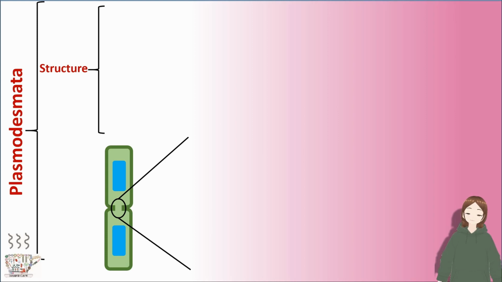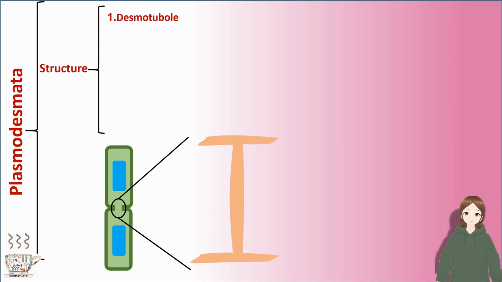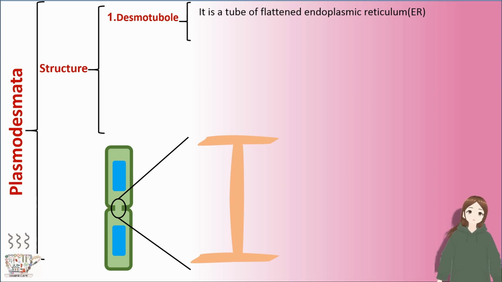Plasmodesmata have 3 parts in their structure. The first part is the small tubule. It's a tube of flattened endoplasmic reticulum, or ER. It runs between 2 adjacent cells.